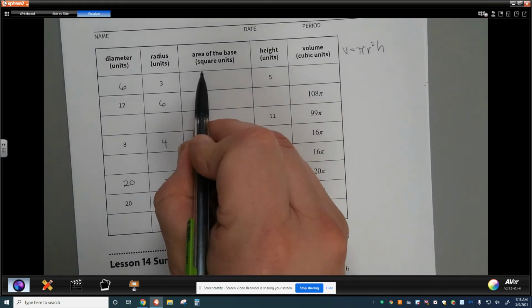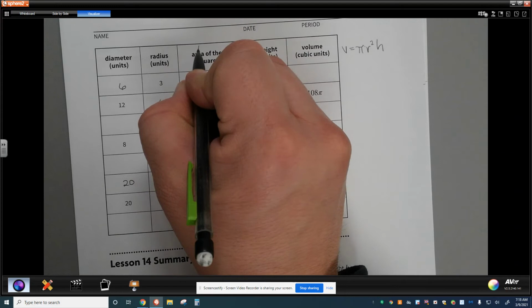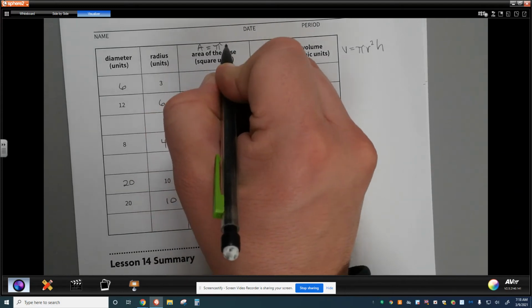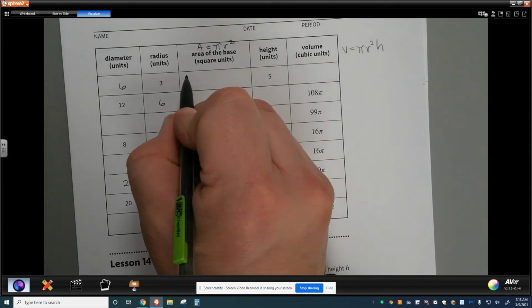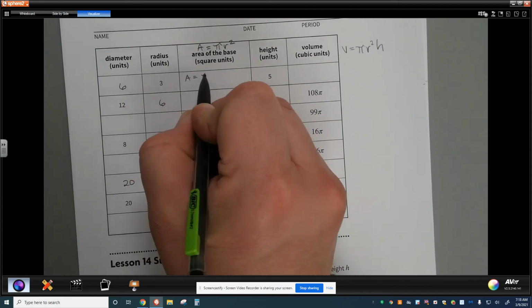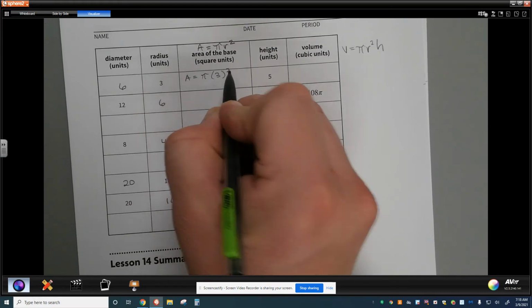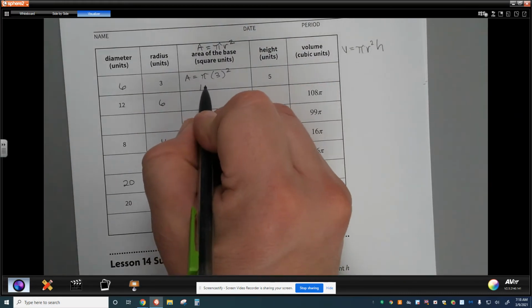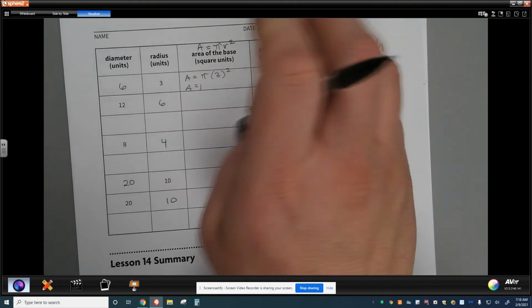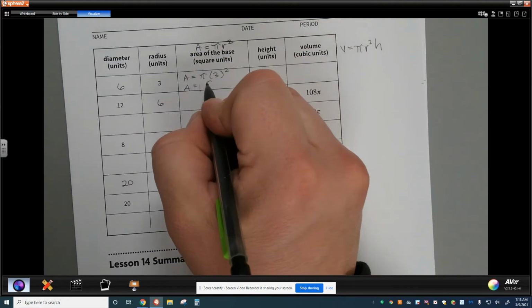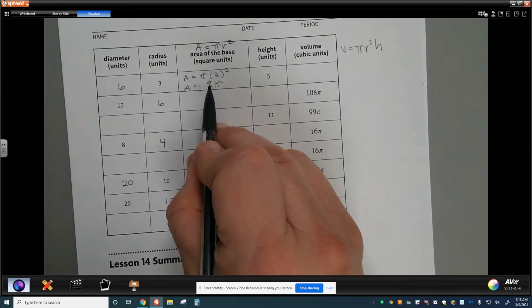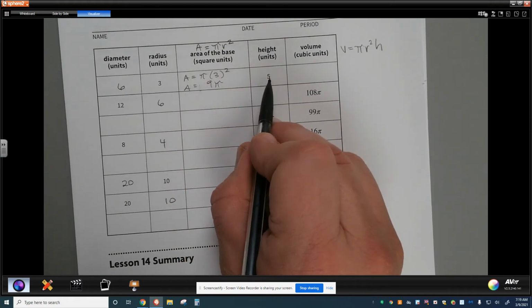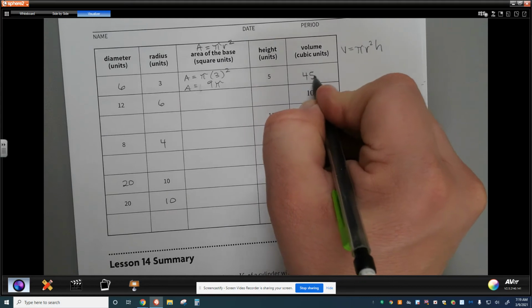Remember, to find the area of the base means that we need to find the area of a circle. So in this case, the area is pi times the radius squared. And so the area is going to be equal to pi times 3 to the second power, which would give us an area of 9 times pi. And then we simply find the volume. We simply take the area of the base and multiply it by 5 to get 45 times pi.